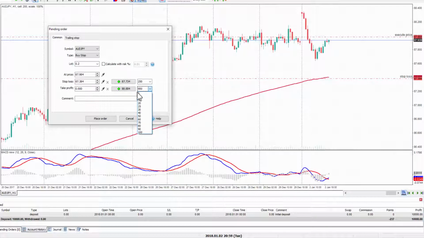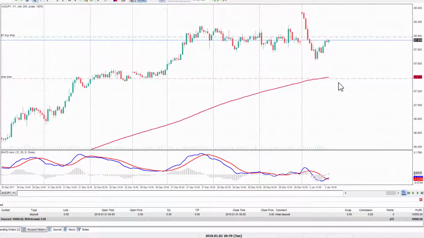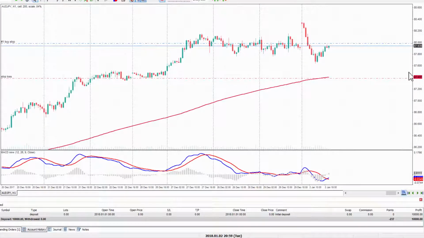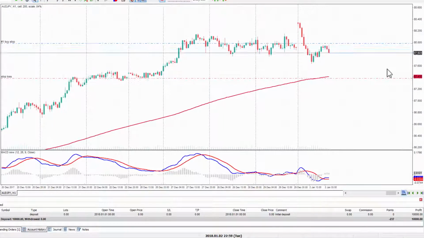So I'll type in 900 because this is calculating it in micro pips. So 900 is 90 pips away, and I will place my order. So as you can see here, here's my entry level, here's my stop loss, and here's my profit level. Okay, let's just extend that back up and let's see what happens.